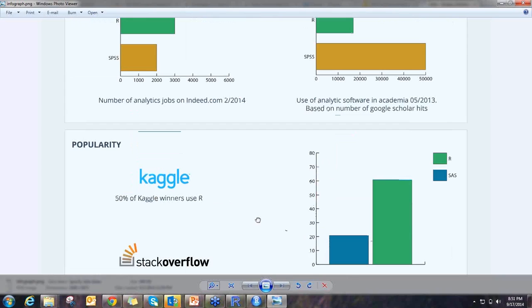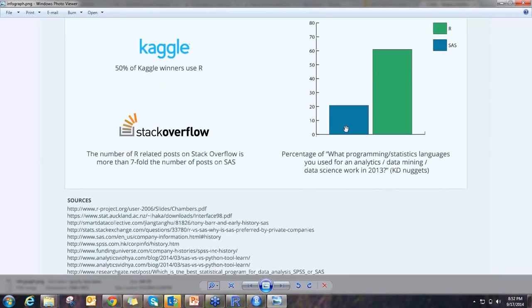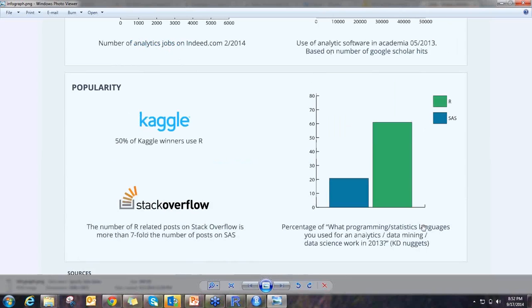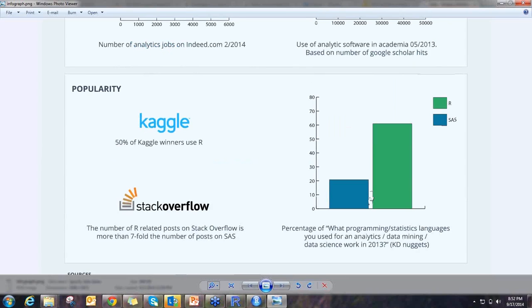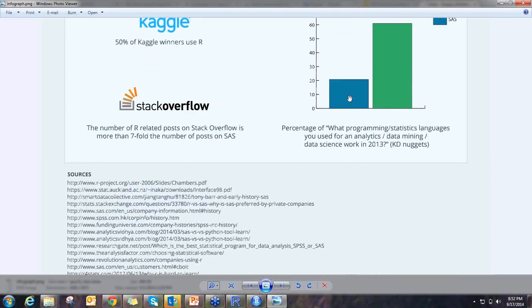And popularity, if you see, this is what I told you about. 50% of Kaggle users use R. Today, if you go to Stack Overflow, the number of R-related posts on Stack Overflow is more than 7-fold the number of posts on SAS. And this was a survey that people did. What programming or statistics language do you use for your analytics, data mining and data science work in 2013. This was asked to students all over the world. And if you look here, R leads SAS by a great margin. Look here. Right. So this is the way the popularity of R has been increasing over the years.